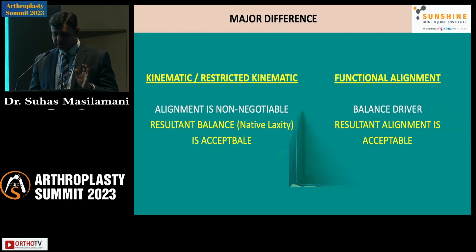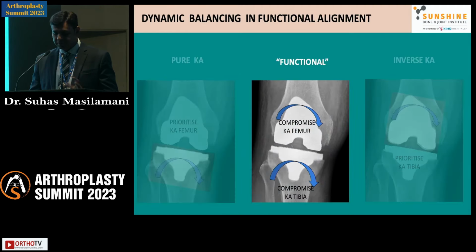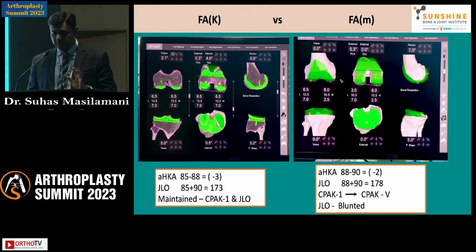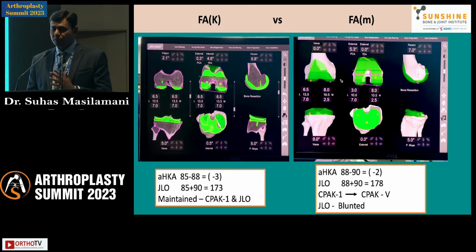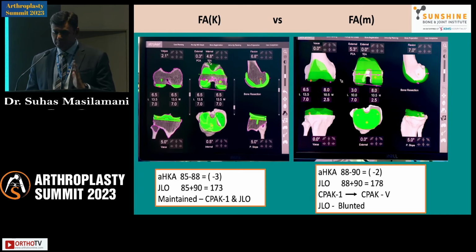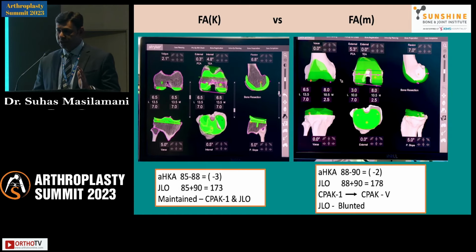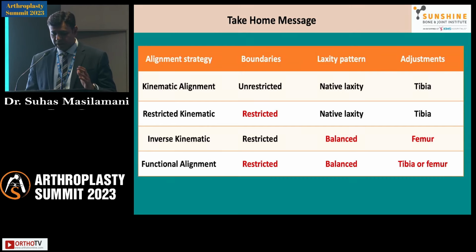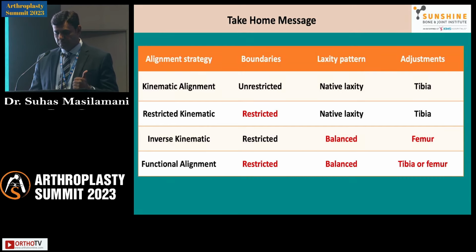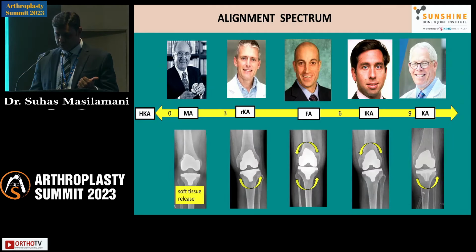So here is the main difference, where you can see in functional alignment, balance drives the end result in terms of alignment. In kinematic and restricted kinematic, it is the opposite. Alignment is sacrosanct. Whatever resultant balance you get at the end of surgery, you accept. So that is the main difference. You can both move femur as well as the tibia. And here are two ways of doing functional alignment, one with a kinematic start point, one with a mechanical. I think I won't go into too much detail, but the main difference is, if you want to recreate obliquity in your joint line, use a kinematic start point versus a mechanical start point. So here is the final grade, where you can see functional alignment is restricted, balanced, and you can either move the femur or the tibia.